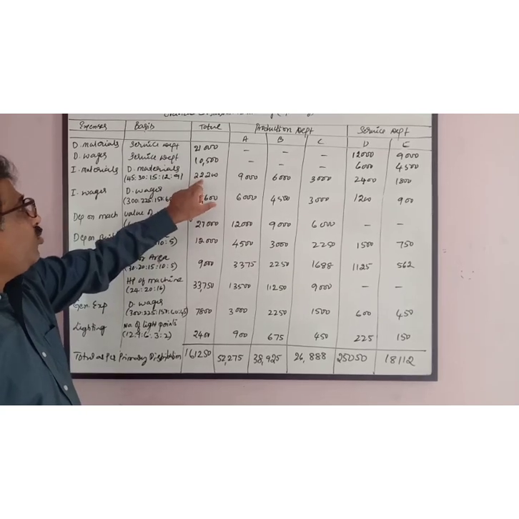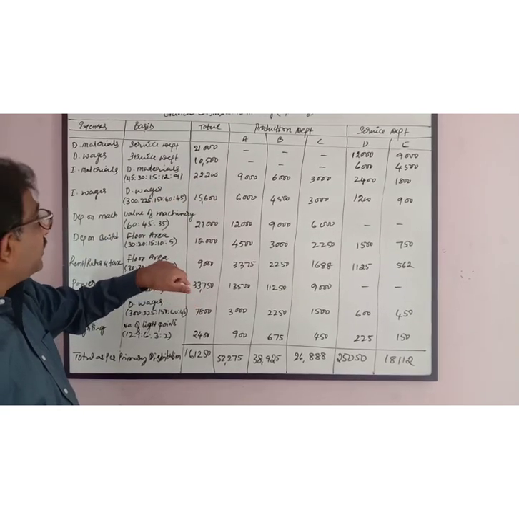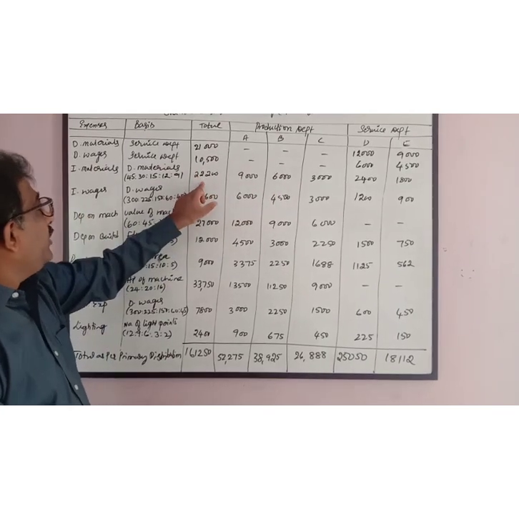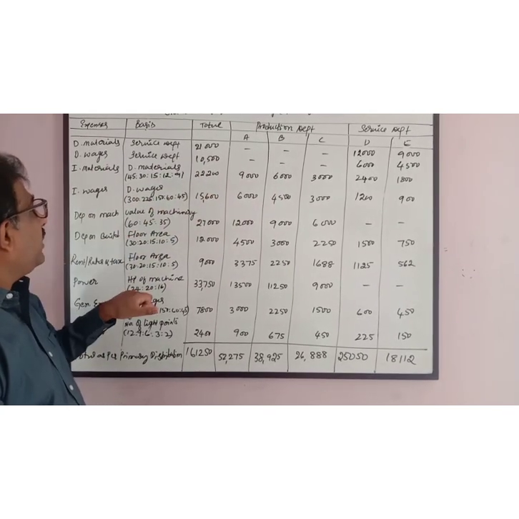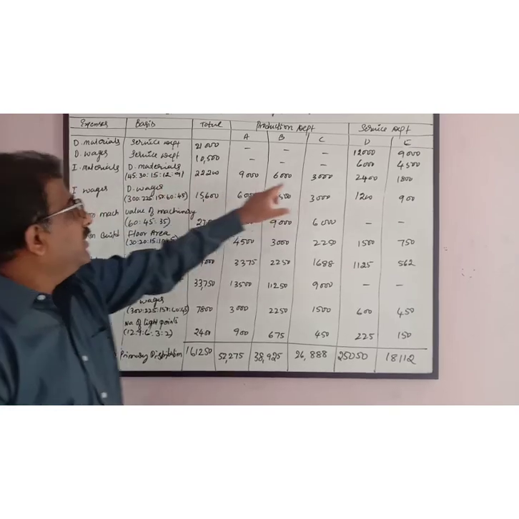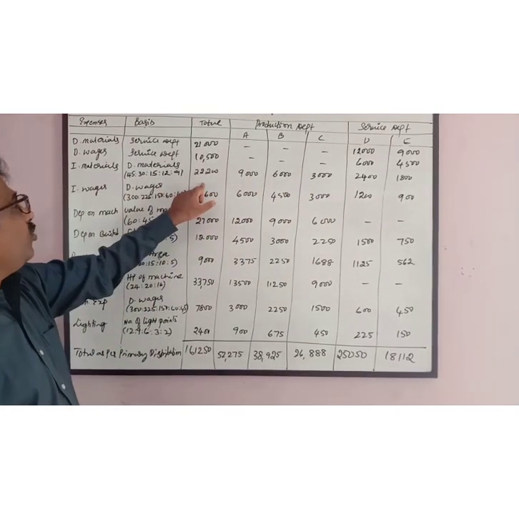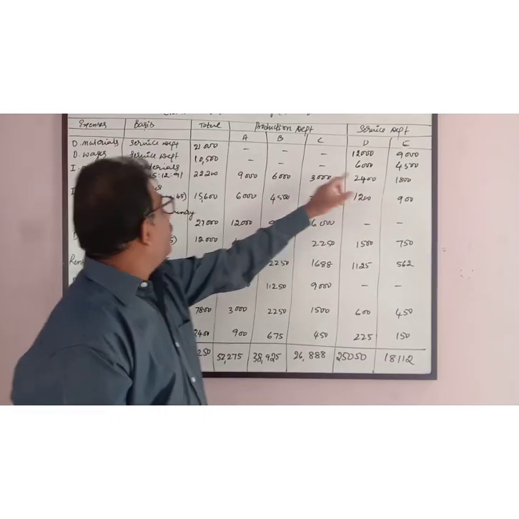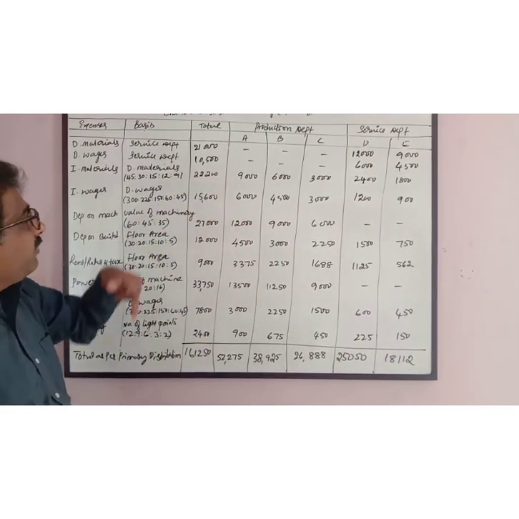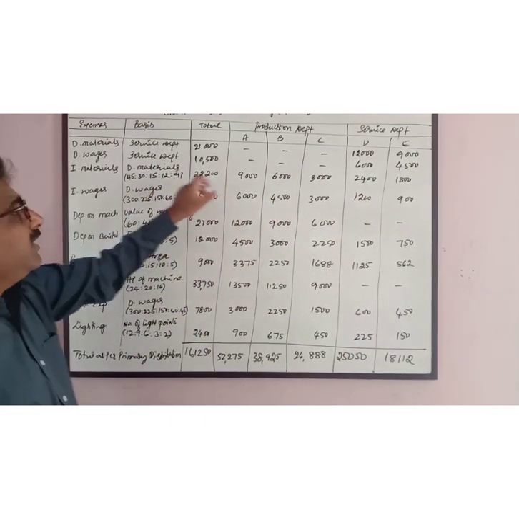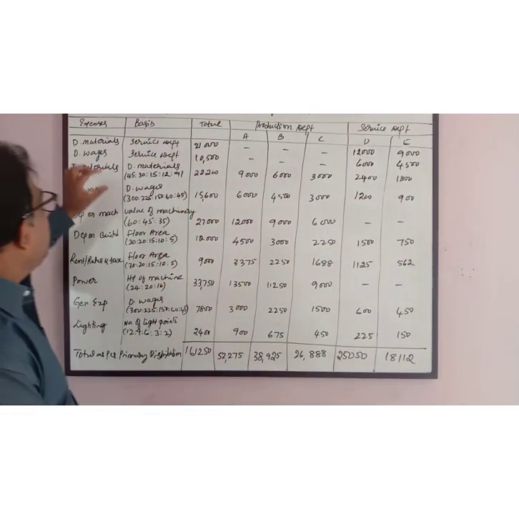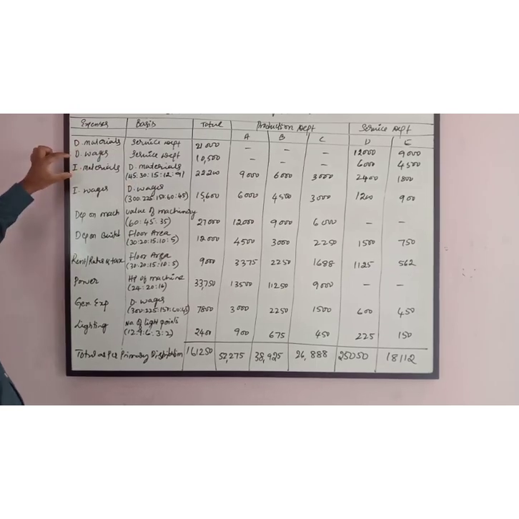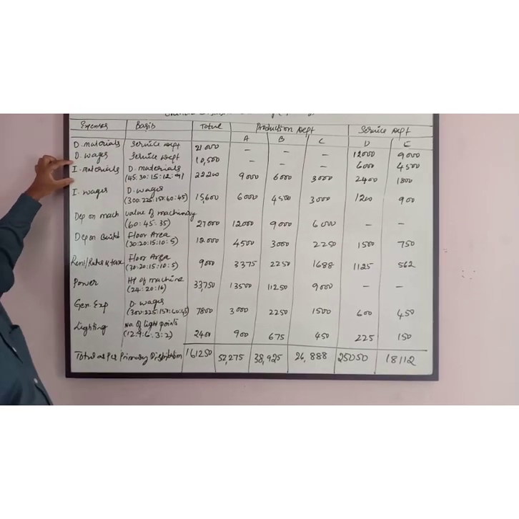Similarly, 22,200 divided by 111 into 30, you get 6,000. 22,200 divided by 111 into 15, 3,000. 22,200 divided by 111 into 12, 2,400. 22,200 divided by 111 into 9, 1,800. So, I took direct material as a basis to apportion the indirect material.